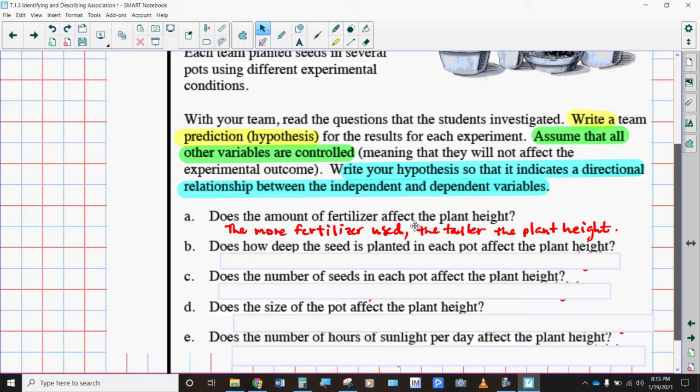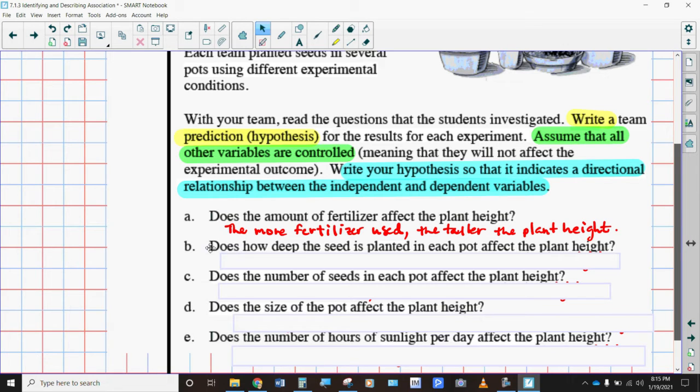So this would be like, well, I guess we'll get to talk about the positive slopes and positive associations a little bit later, okay? But that is definitely an example of a positive association. The more fertilizer you use, the taller you expect the plant to go.